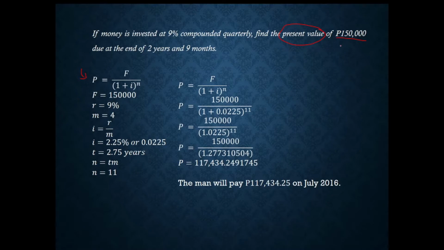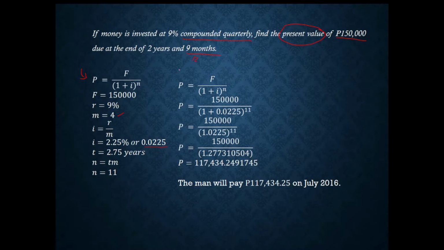Okay, so given our future value, which is 150,000 pesos, and our interest rate, which is 9%, we could get our periodic rate I by dividing 9% by 4. Why 4? M is our conversion period since it will be compounded quarterly. Hence, 9% divided by 4 will be equal to 2.25% or simply 0.0225. Okay, for the number of years T, you have 2 years and 9 months.